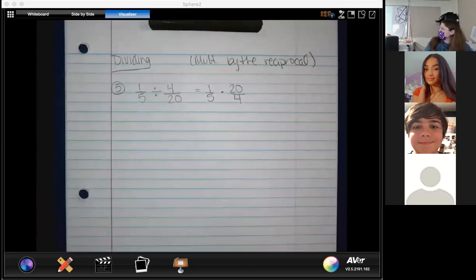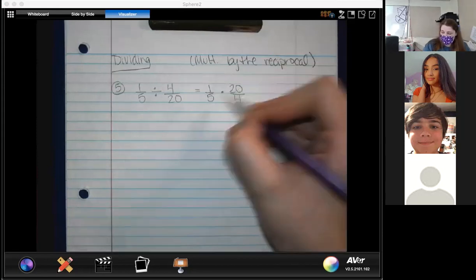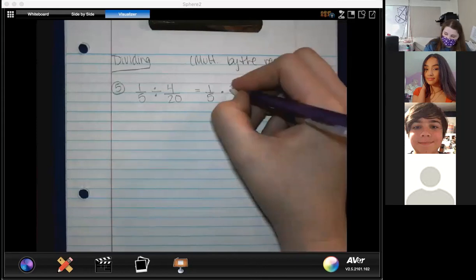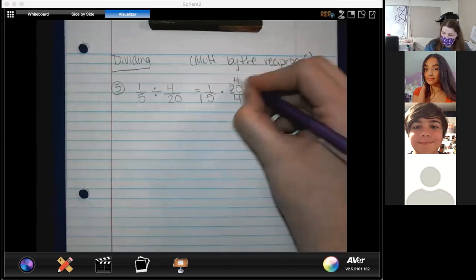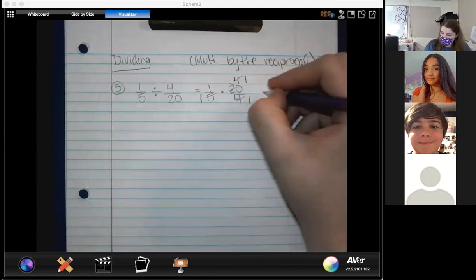So from here, does this look like a dividing problem anymore? No, right? It changed into a multiplying problem. So then would we just continue our skills that we just learned? Yes. So the only difference between multiplying and dividing is you first have to change it into a multiplying by the reciprocal situation, and then the rest of the skills are the same. Okay. So in this scenario, we have 20 and 5 that can simplify by 5. And then we have 4 and 4 that simplify. This whole thing simplifies to 1.